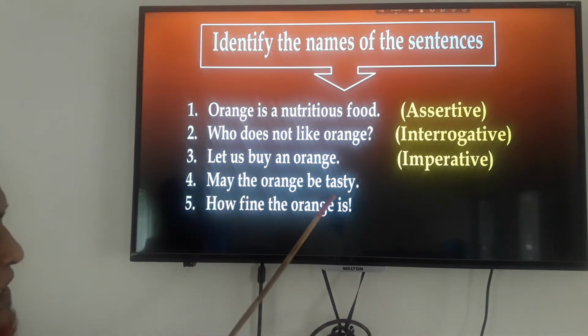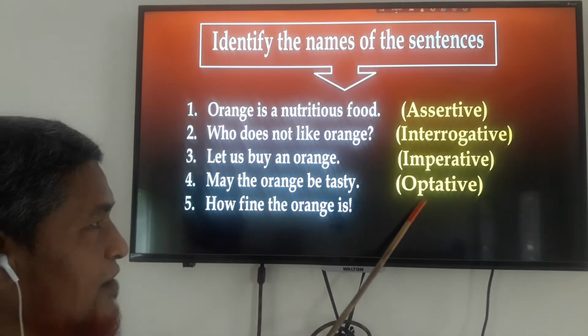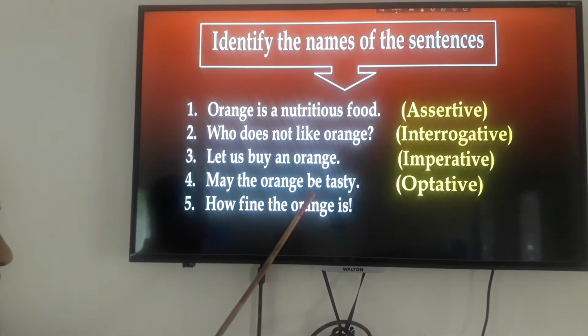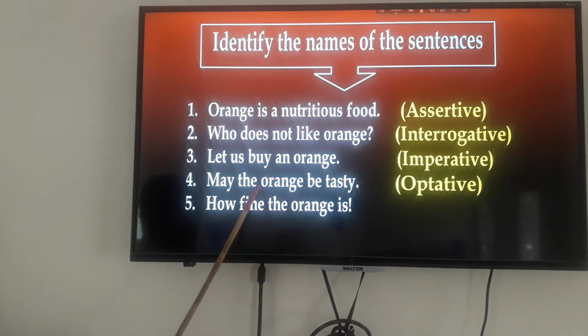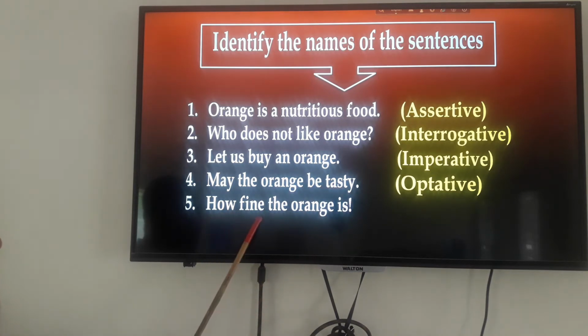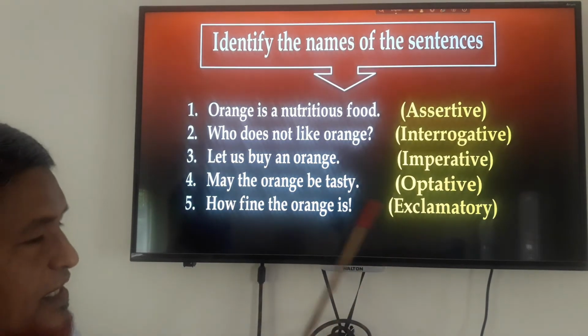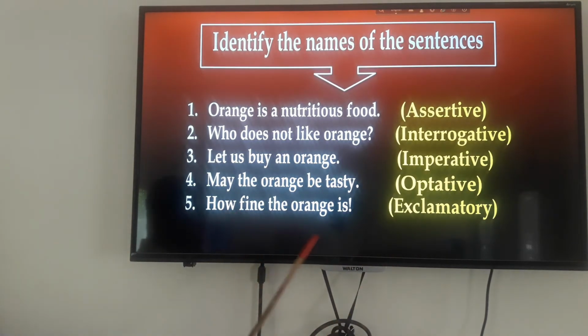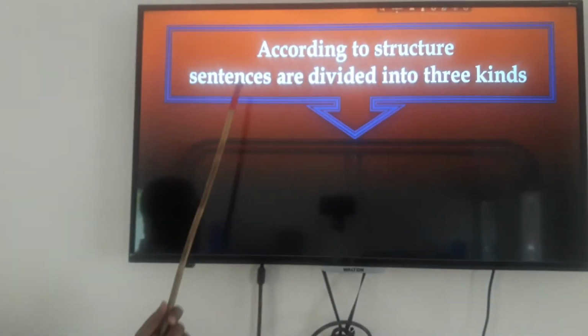May the orange be tasty. Optative sentence. It expresses hope. How fine the orange is. It is exclamatory. It expresses exclamation. So there are five kinds of sentences.